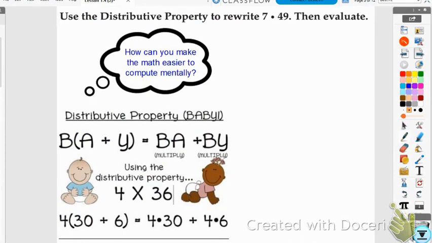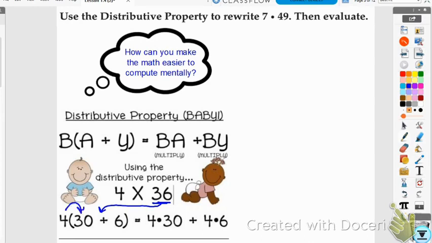So looking at this baby picture here, b times (a plus y) gives you ba plus by, or baby. So instead of doing 4 times 36, because I can't really do that quickly in my head, I can break up the number 36 into partial sums, the tens place and the ones place. So 36 is the same as saying 30 plus 6. And then we can use the distributive property.